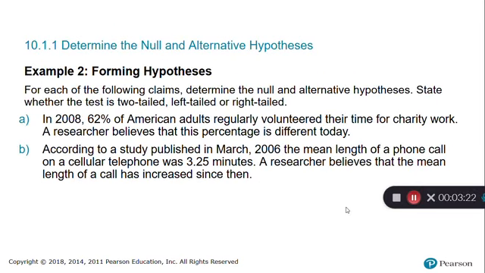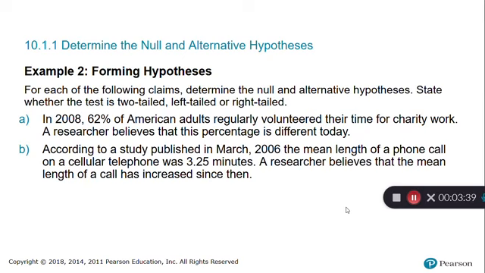So in this example, we want to determine the null and alternative hypotheses. We want to state whether the test will be two-tailed, left-tailed, or right-tailed. Pause the video and see if you can come up with the null and alternative hypotheses for these two different statements.